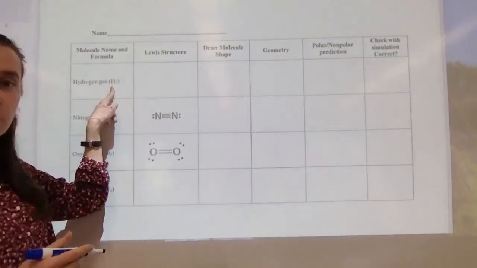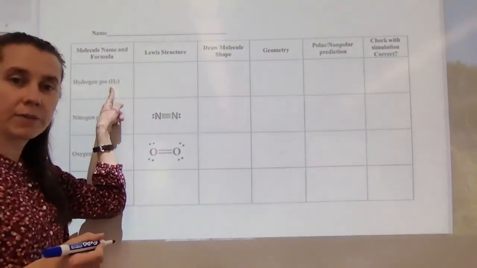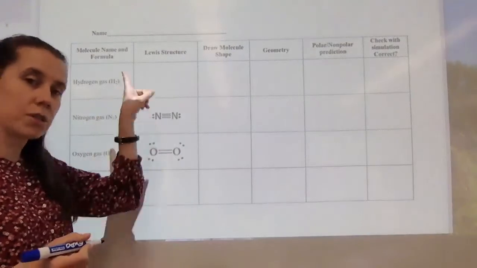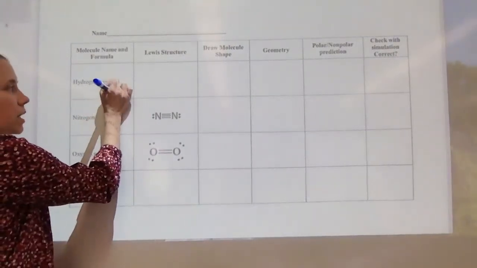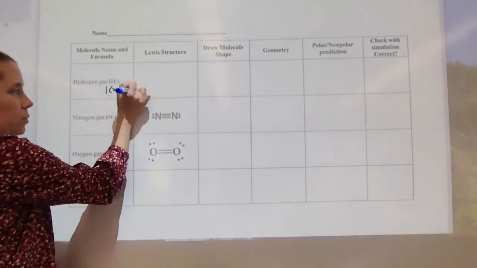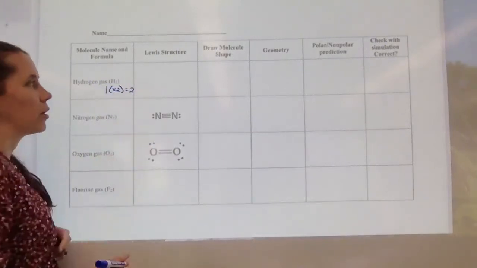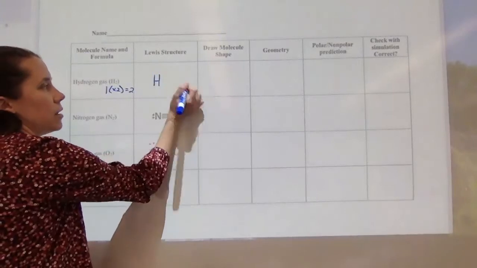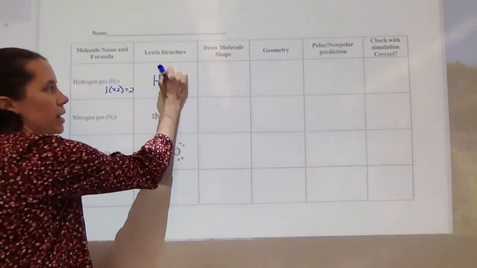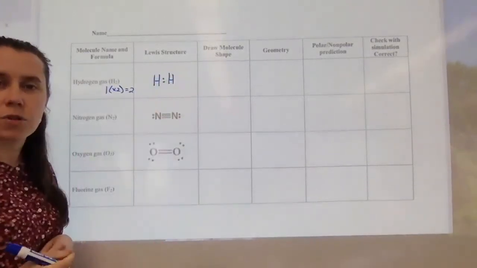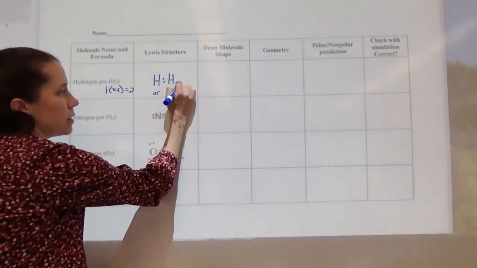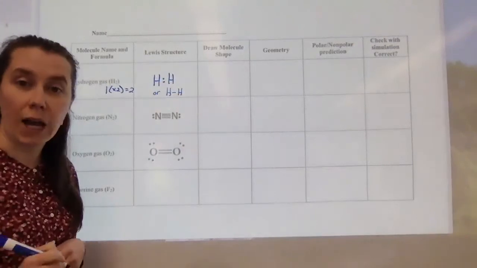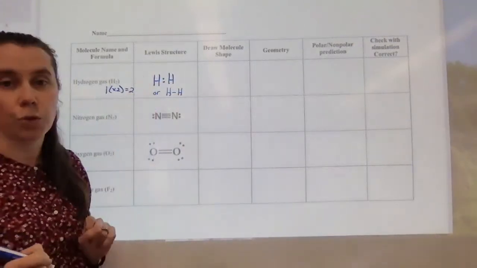Right, so the first thing that we need to do here is add up how many valence electrons we have. Hydrogen's in the first column, so it's got one valence electron, so it'll be 1 times 2, because we have two hydrogens there. Okay, so we'll have a hydrogen. You can draw it with the two dots like that to indicate that there's a bond between them, or you could draw it as that. Remember, the line for a single bond represents 2 electrons.